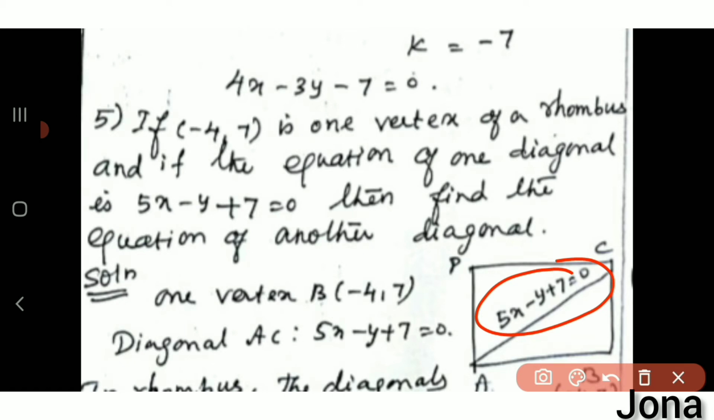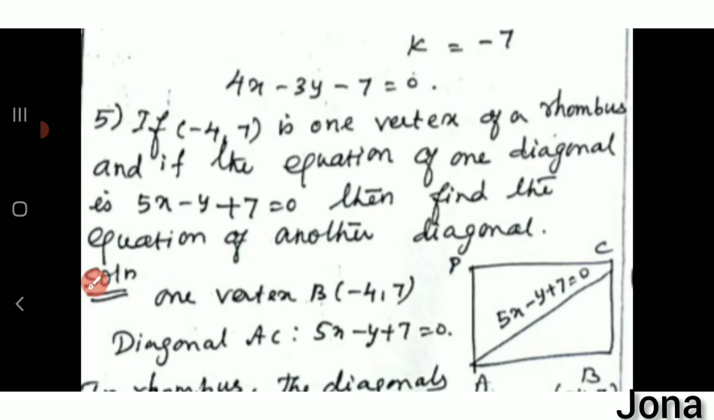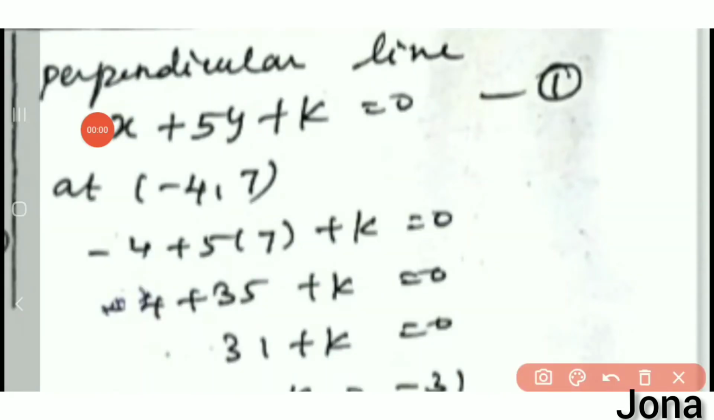Okay, so what are the things given? One vertex is minus 4 comma 7, and from the diagram, diagonal AC is 5x minus y plus 7 equal to 0. Now we want to find the equation of the diagonal BD. From the given equation, we want to find the equation of the perpendicular line, so we have to interchange the coefficients of x and y.